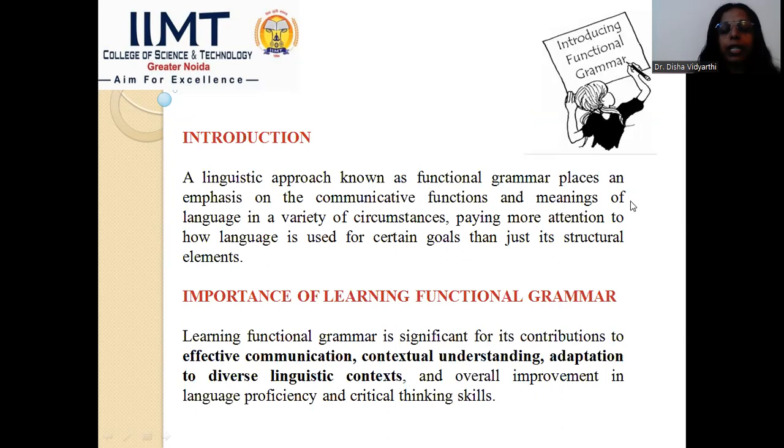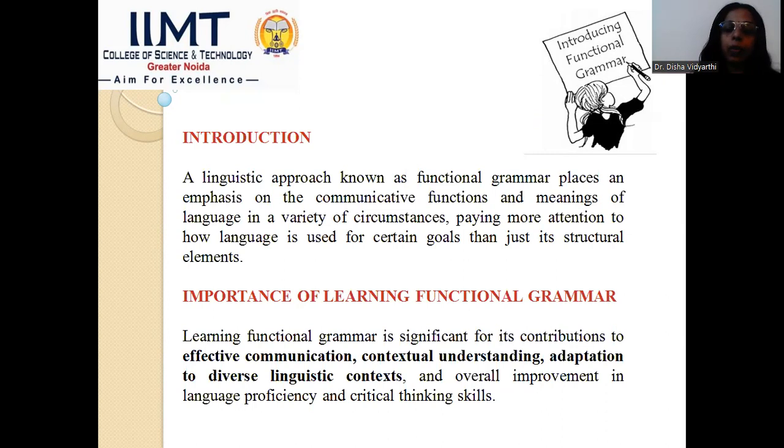Now, before we start this session on functional grammar, we all know that since our childhood, we have been studying grammatical structures, how the language is formed, starting from the alphabet, then forming words, and then framing those words into sentences, applying all the rules of grammar. But there is a thin line and a difference between the traditional or the oriental grammar structure and functional grammar. So before we understand the elements and aspects of functional grammar, let us have a brief introduction of exactly what functional grammar signifies.